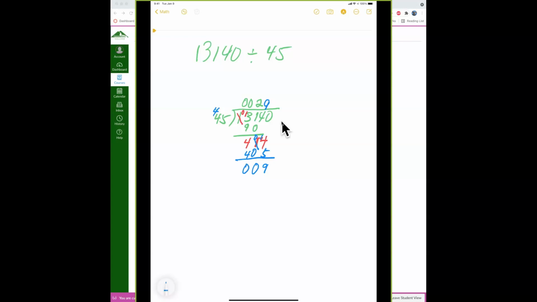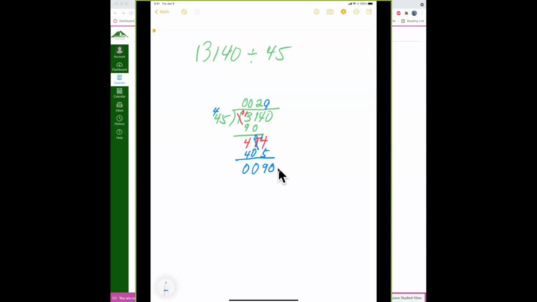So then we have just one more number to go. 9 is the remainder, and this is less than 45, so we're good. And we bring down our last number, which is a 0, 90. And some of you may see at 45, well, if we say round 45 to 50 and round 90 to 100, then 50 goes into 100 twice.